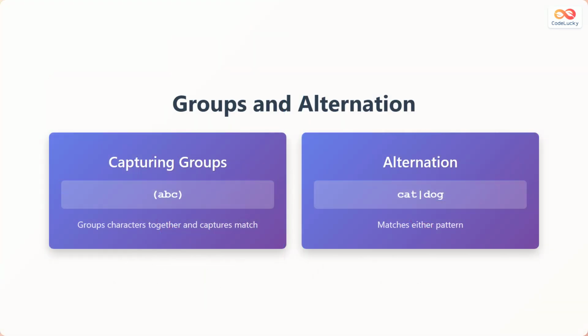In this slide, let's see how to use groups and alternations. Capturing groups, denoted by parentheses, group characters together and capture the matched portion of the string. Alternation, denoted by the pipe symbol, allows you to match one of several alternative patterns. For example, cat|dog matches either cat or dog.